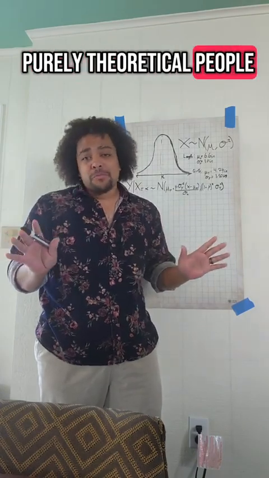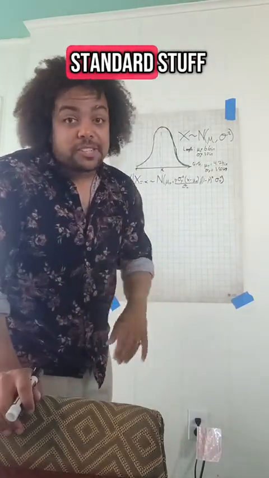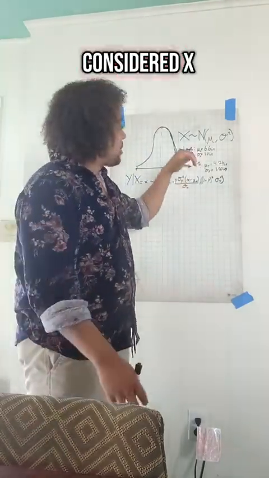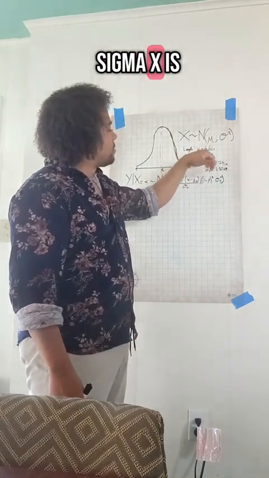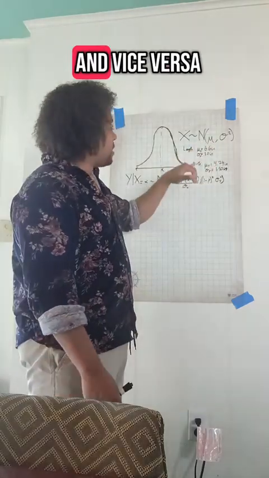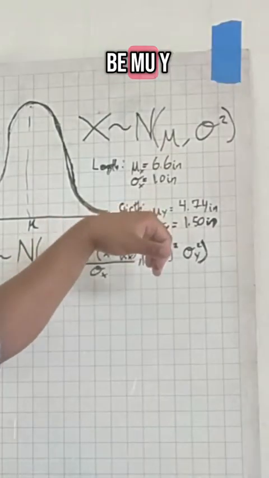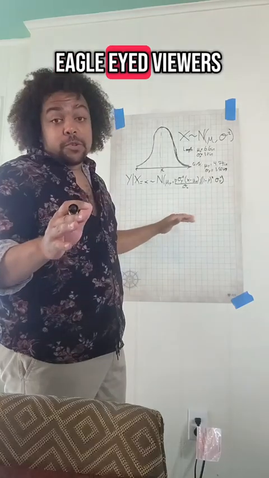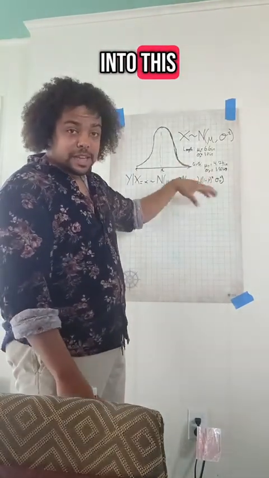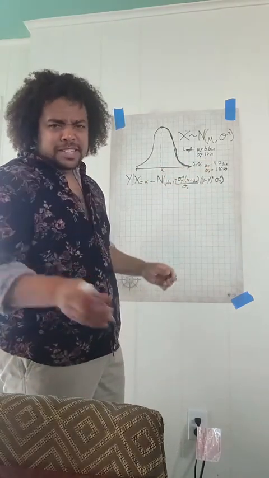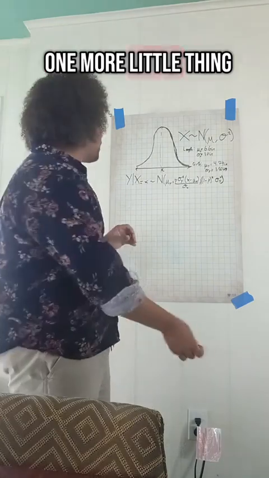Purely theoretical people. So with that in mind, this is all pretty standard stuff. Our length is considered X, so mu x is our average length, and our sigma x is our standard deviation, and vice versa for girth, it would just be mu y and sigma y. Eagle-eyed viewers, you'd notice that we pretty much have everything we need to plug into this and start solving for stuff. Except, we need one more little thing.